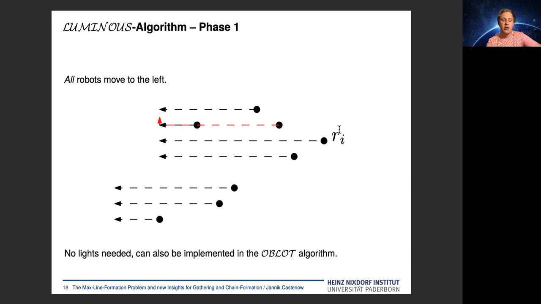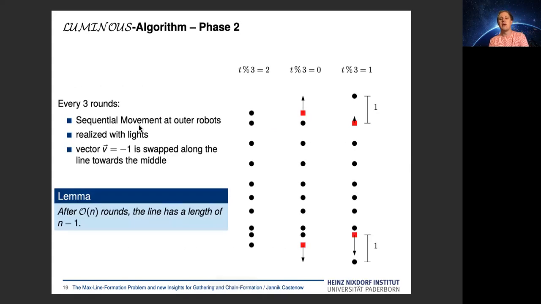Now the collision avoidance is a little bit more complicated, because now multiple robots might move to the same position. So for example, these two robots might want to move to this position here. And then based on their ordering along the x-axis, which is unique because they have a common understanding of left and right, they will identify a new target position. Okay, so all robots simultaneously move to the left. The second phase now makes use of the locally visible lights.